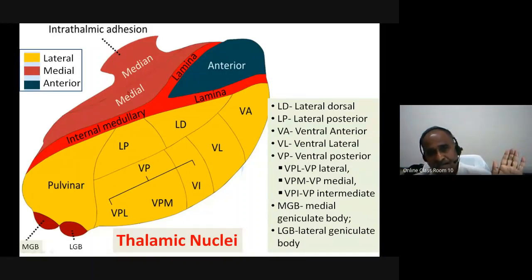Just to tell you, this is the medial nucleus. This is the intermedium, that is the interthalamic adhesion, then anterior and lateral. Lateral is divided into 2 segments, lateral dorsal and lateral posterior, and then the ventral. In the ventral: ventral anterior, ventral lateral, ventral posterior. And the posterior part is the pulvinar, and then we have the MGB and the LGB. Okay, the colors make these things very clear here.